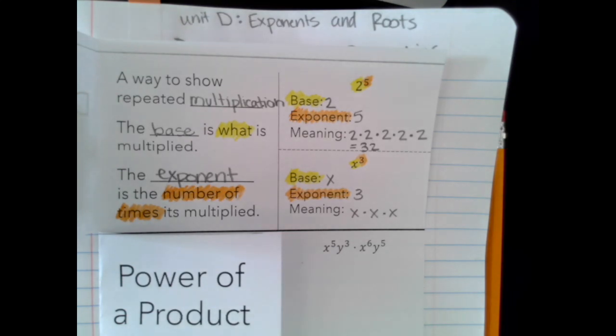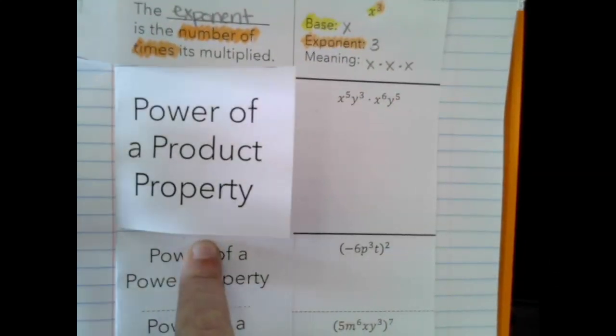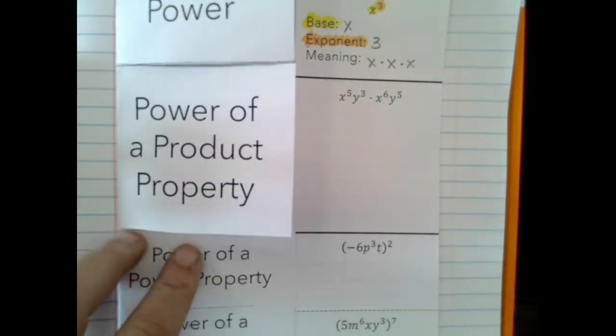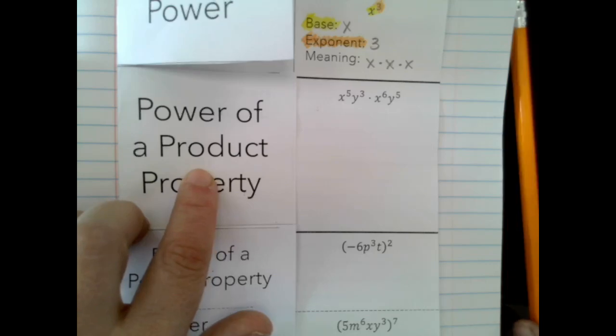All right. So here we go. Next one, we're going to do the power of a product property. So properties allow us to kind of do a shortcut to figure out things and make them in an easier way. Before we do this one, what does product mean?